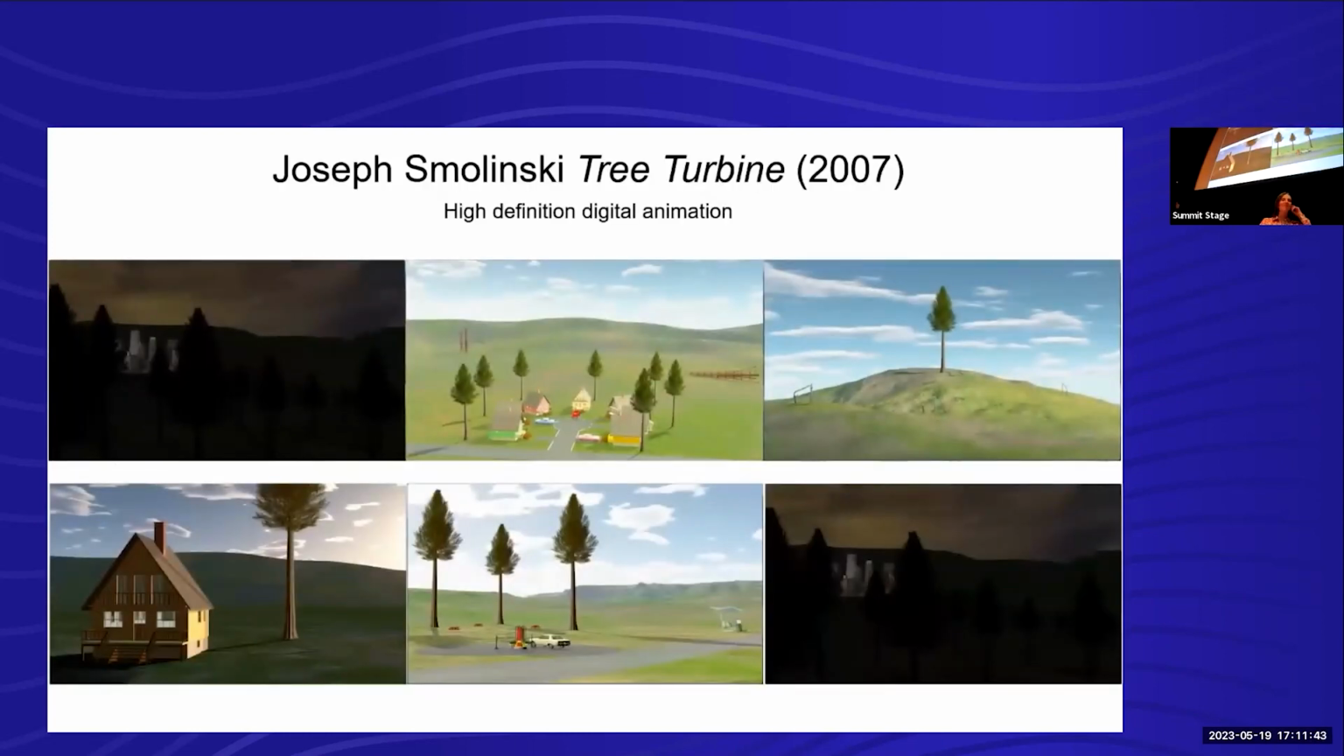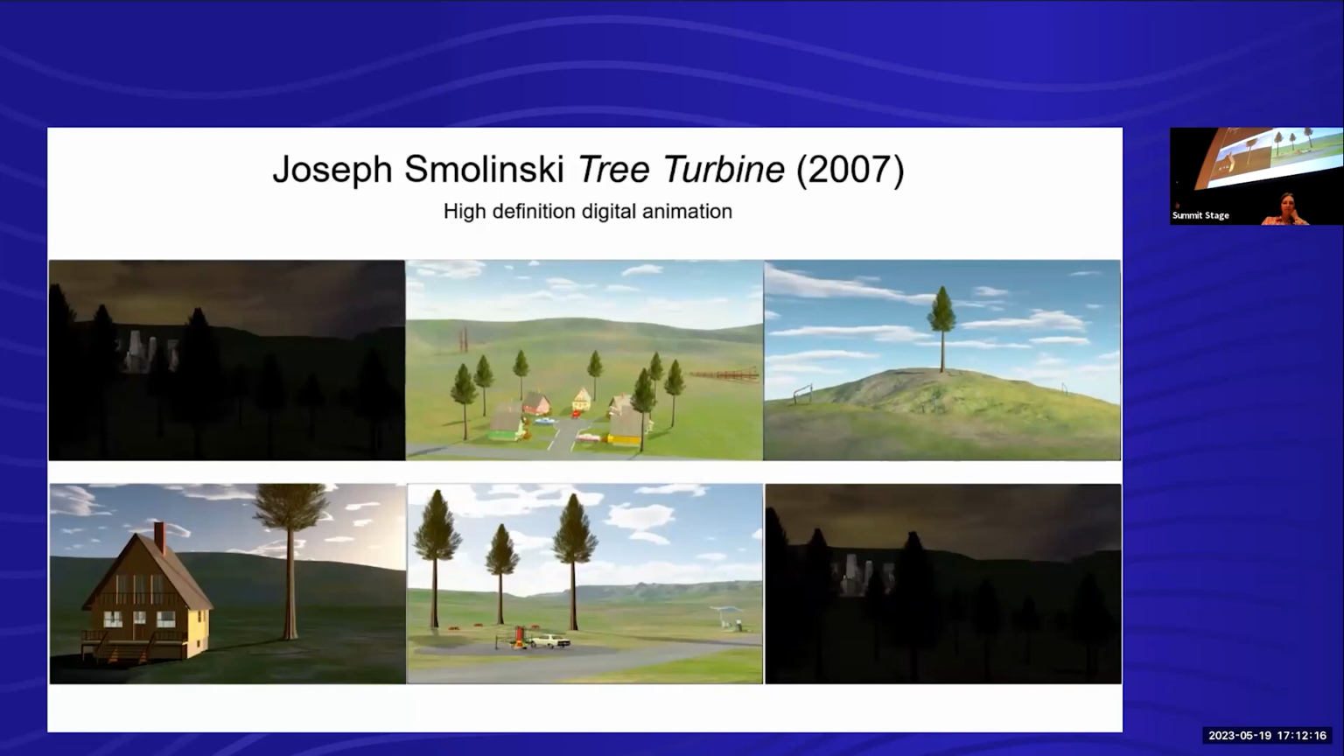Thanks, Claire. Joseph Smolinski's Tree Turbine is a high-definition digital animation video artwork created in 2007. The digital animation runs on a 3-minute, 40-second loop, depicting a series of power-generating wind turbines in the form of fake pine trees that slowly spin in the wind as the animation moves through various scenes where the turbines are installed and generating power. The artwork is part of a series Smolinski created around the concept of what humankind's potential biotech future might look like.